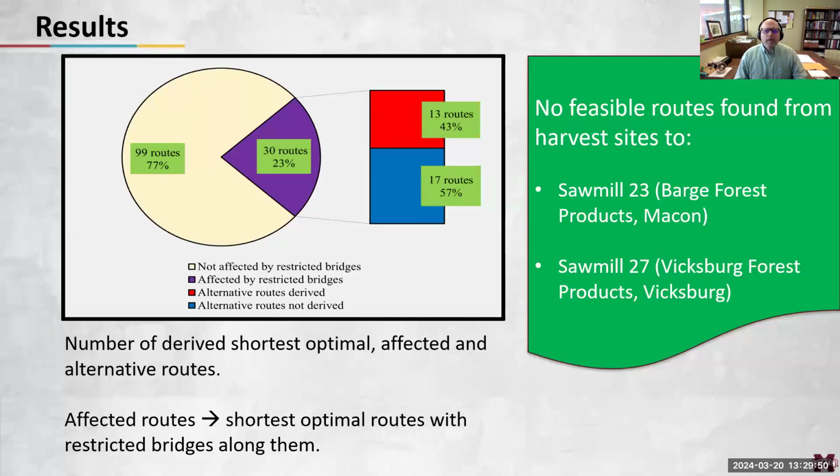So once we pared down the routes, we had quite a few, but once we get down to the ones we could actually utilize, we were around 130 routes, 129 to be exact. And of those, we have about 30 that are affected by restricted bridges. Of those 30, 13 we were able to find alternate routes, and 17 we weren't able to find those.